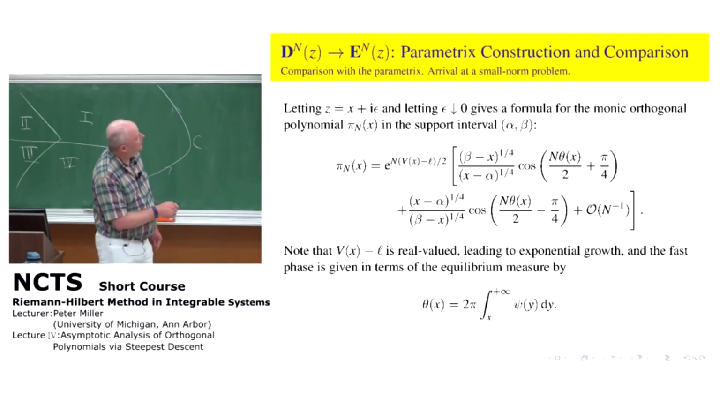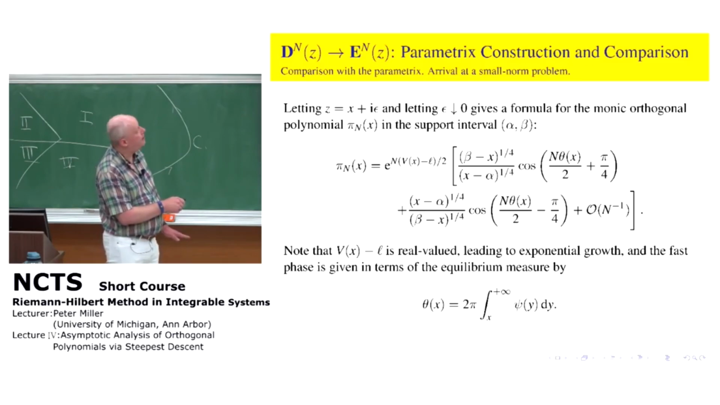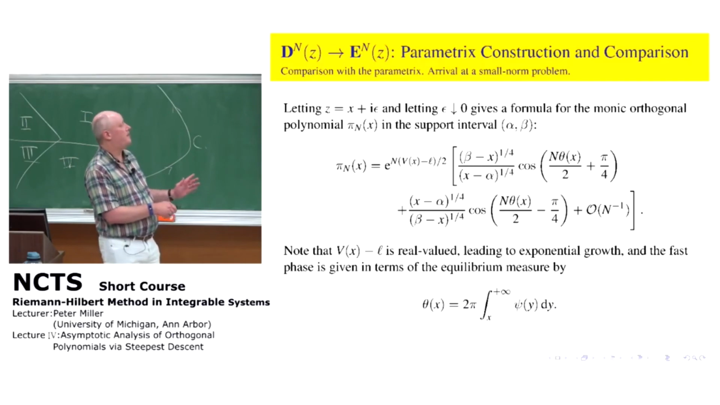So you'll see that what this says, there's some exponential factor, okay, that depends on the potential, and this Lagrange multiplier is showing up as well. This is exponential. There's some sort of a power law here in terms of x minus beta and x minus alpha, and then there's a cosine. So the zeros of this polynomial are, roughly speaking, given by the zeros of this expression that involves an angle n times theta of x, okay?